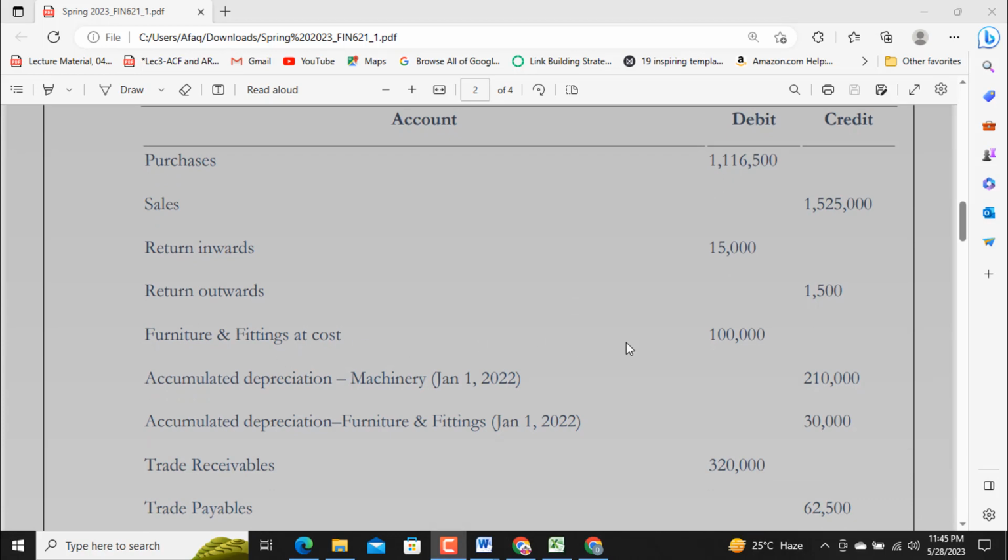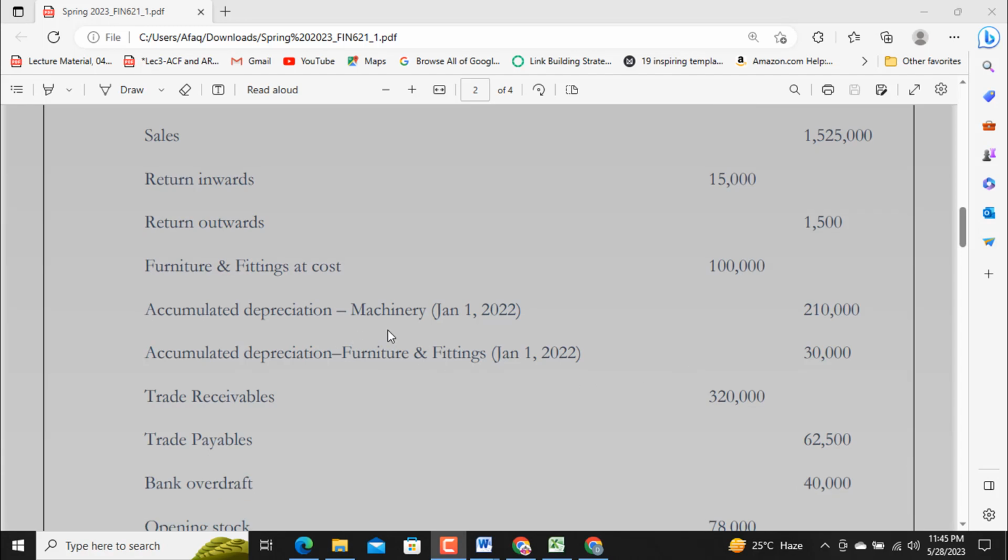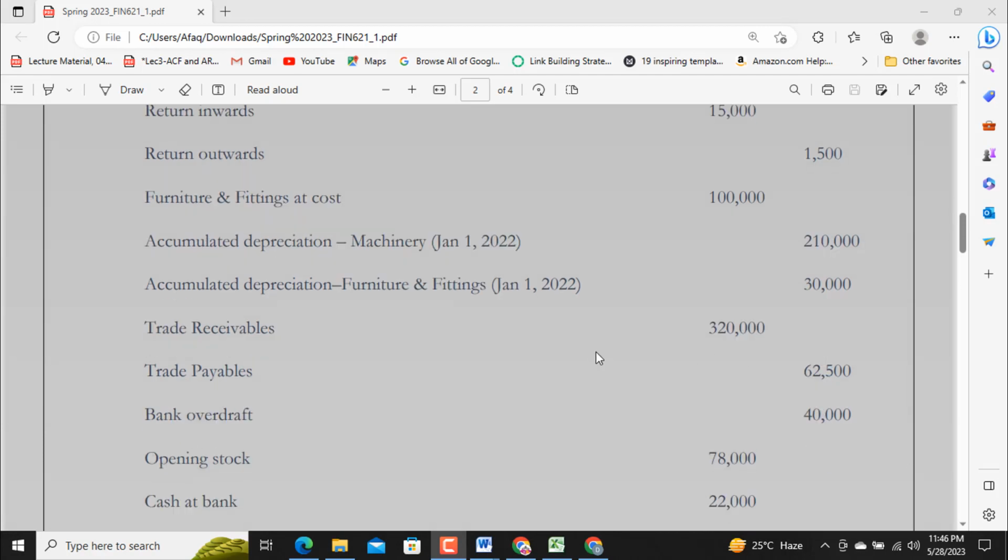Furniture and fitting at cost, it means it's a fixed asset, it will go to the balance sheet. Accumulated depreciation on machinery at 1st of January 2022 is 10,000. It will go to the balance sheet to reduce the value of the machine, and similarly the same action will be applied on the furniture and fittings, and it will also reduce the cost of the furniture and fitting, which is a part of the balance sheet under fixed or non-current assets.